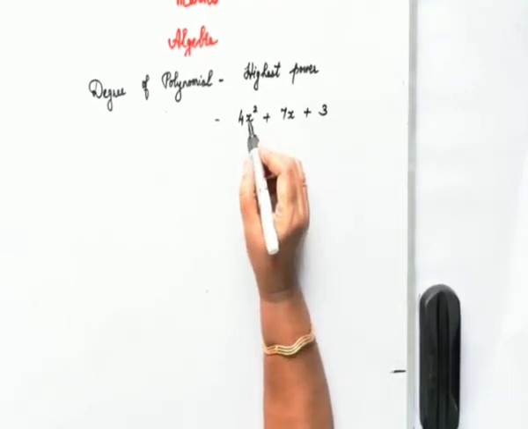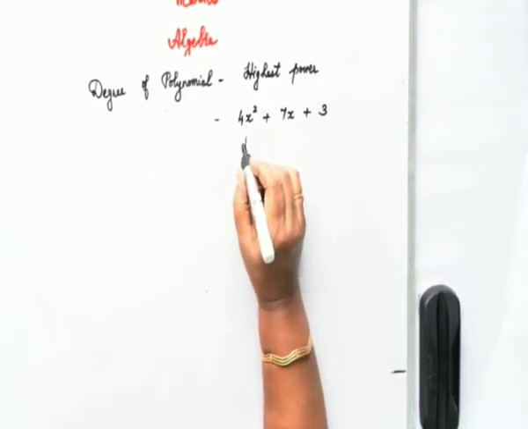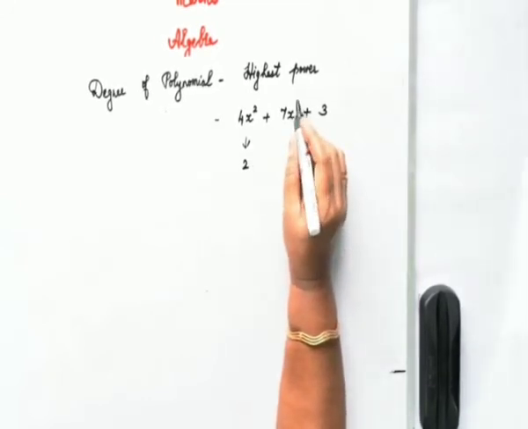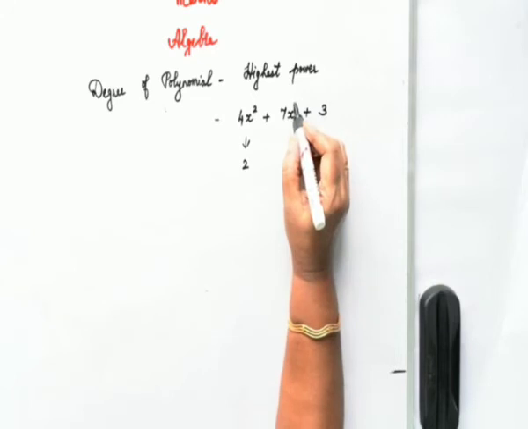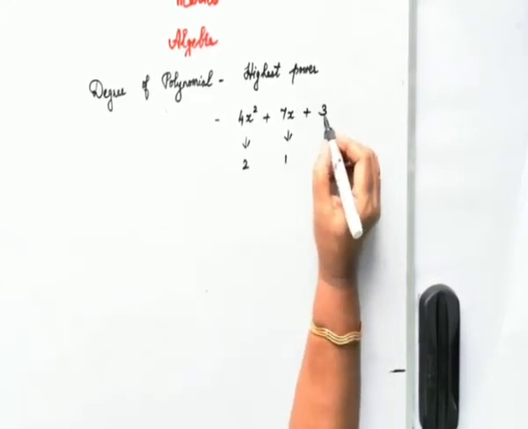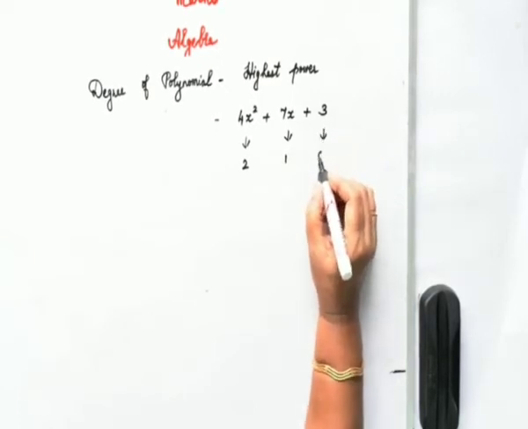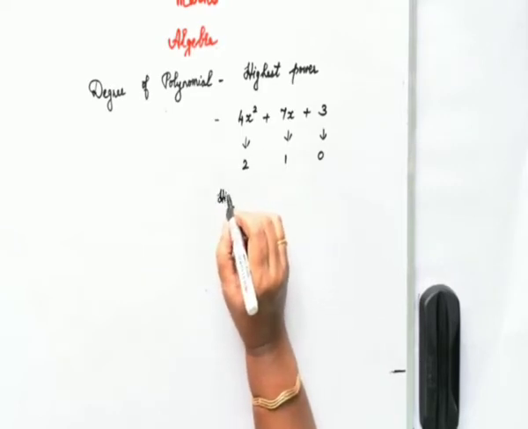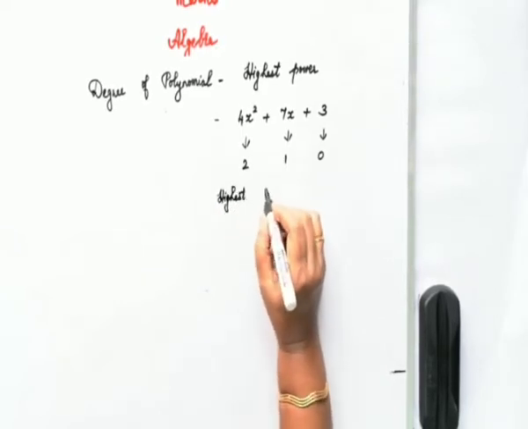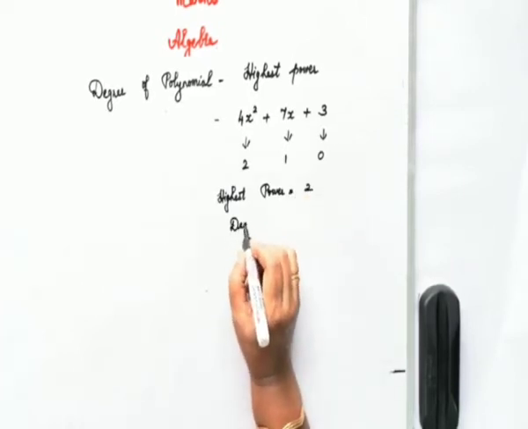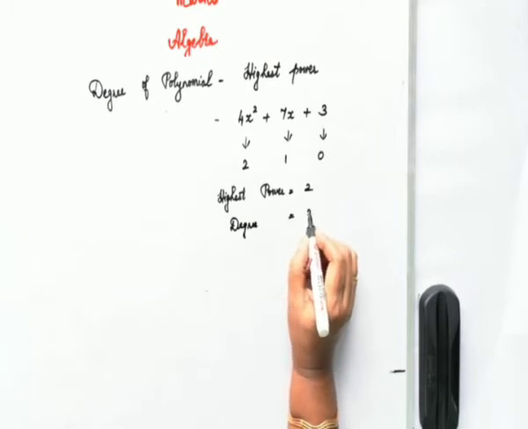Here what is the variable? x is the variable. What is the power of x? 2. And here what is the variable? x. What is the power here? 1. If there is no number, it is 1. And 3 is the constant. The power of the constant is 0. So which is the highest power here? 2. So the highest power is 2. Therefore, the degree of the polynomial is 2.